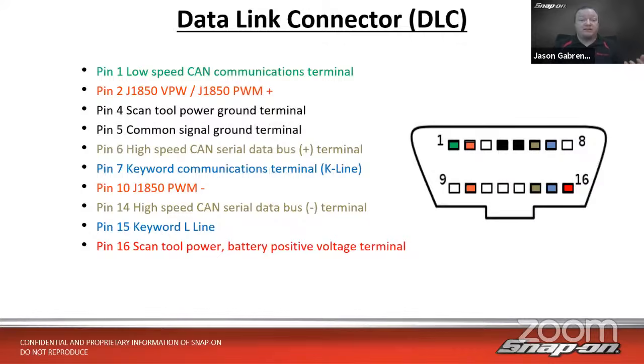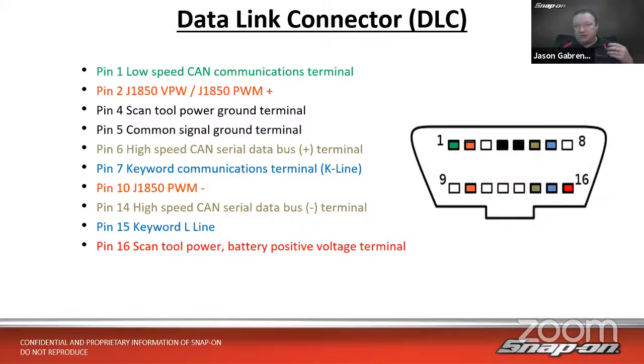When it comes to testing networks, the easiest way to access and probably the most common way to access would be through the data link connector, right? It's right under the dash, easy enough to get to. And there are some standardized positions for these network wires. So pin 1, for example, low speed CAN communications. So I know GM for many of their newer cars, they actually have a single wire low speed CAN, and that's almost always on pin 1.